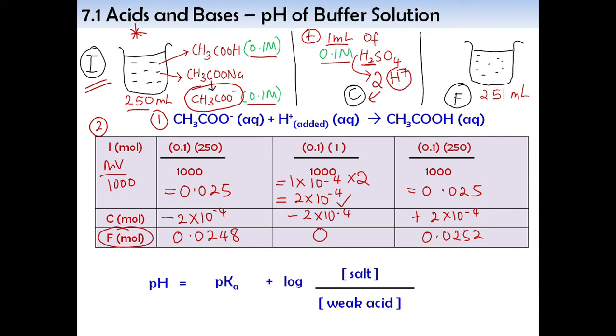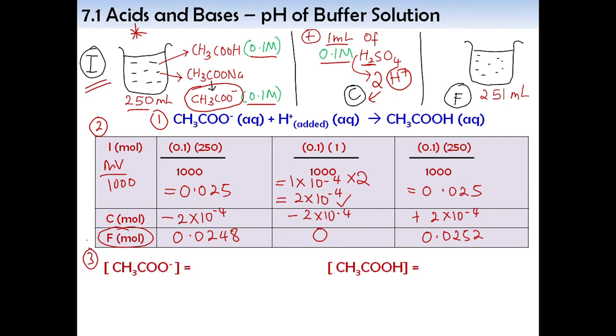Awak kena guna apa ni? You have to use concentration. Jadinya, mol belum siap lagi lah. Tak boleh guna tau untuk masukkan ke dalam formula. Apa yang awak kena buat seterusnya? You have to find the concentration.